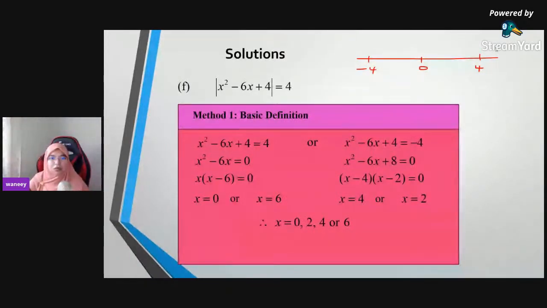Okay, so now let us proceed to absolute value inequalities. So habislah absolute value equations habis. So kita akan masuk dekat absolute value inequalities.